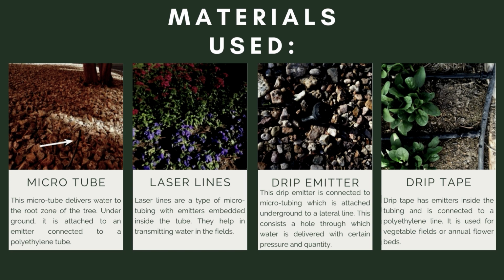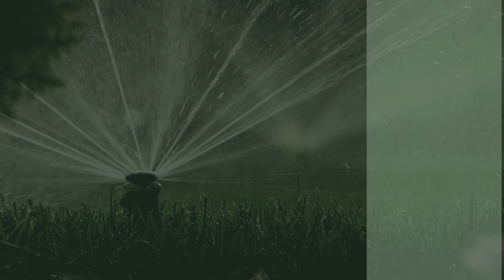Drip emitter. This drip emitter is connected to microtubing which is attached underground to a lateral line. This consists of a hole through which water is delivered with certain pressure and quantity. Drip tape. Drip tape has emitters inside the tube and is connected to a polyethylene line. It is used for vegetable fields or annual flower beds.